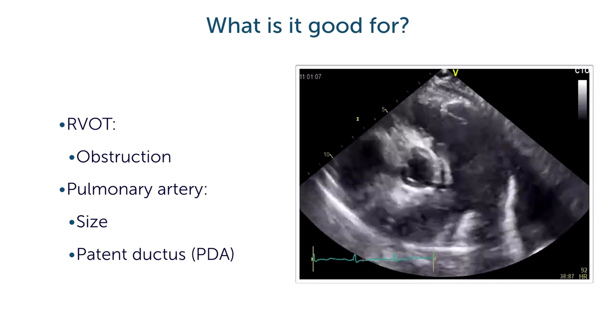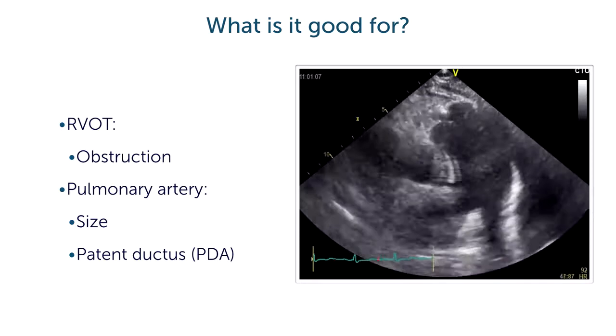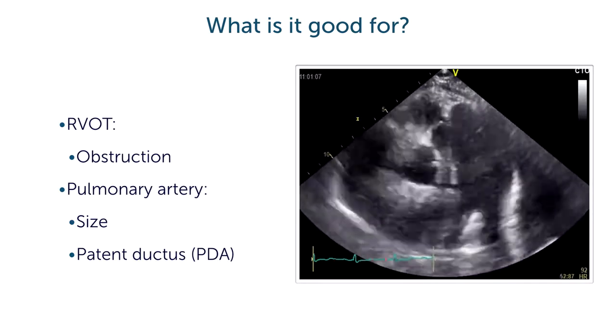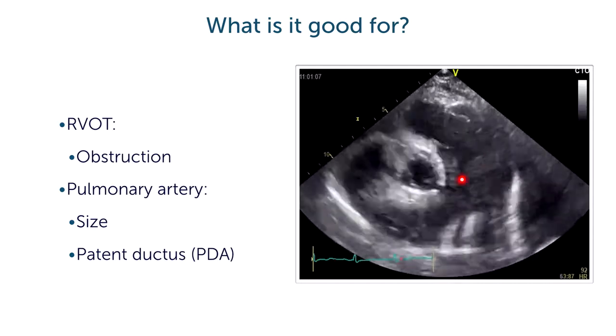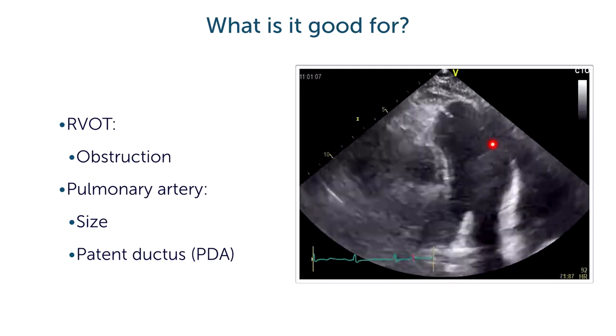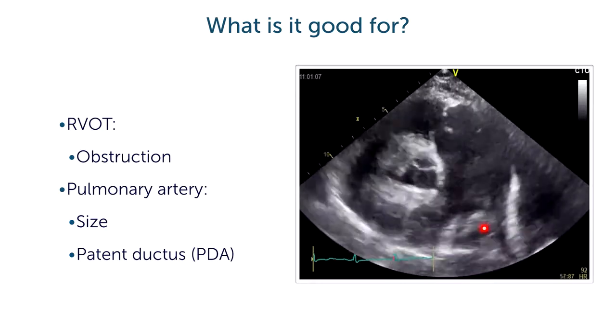You can look at the right ventricular outflow tract to detect obstruction, I mentioned that already, but also to look at the size of the pulmonic artery. Here's a beautiful example of a patient who has a very wide pulmonic artery. Right down here would be the region where you would expect a patent ductus. So this view is equally important to detect this form of congenital heart disease.